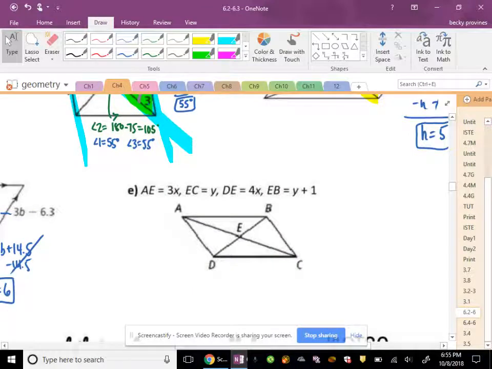Okay, for the next one, I'm going to plug the information into the picture. So A to E is 3x, E to C is y, D to E is 4x, and E to B is y plus 1.